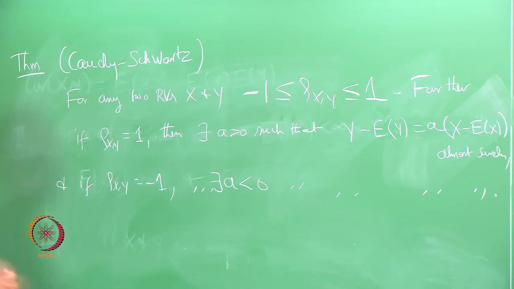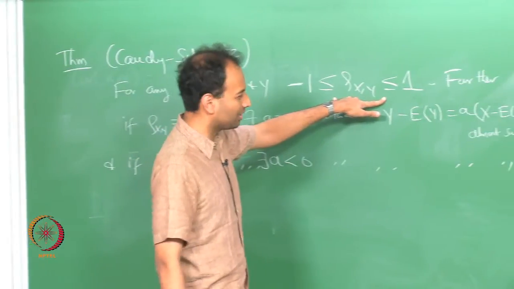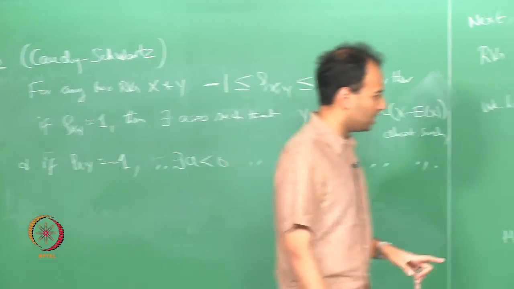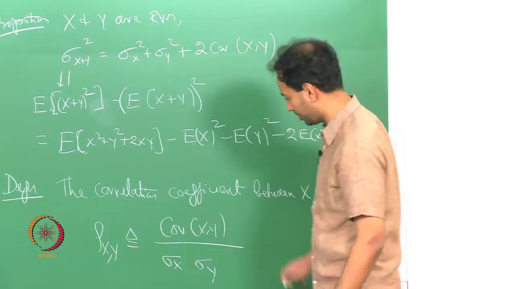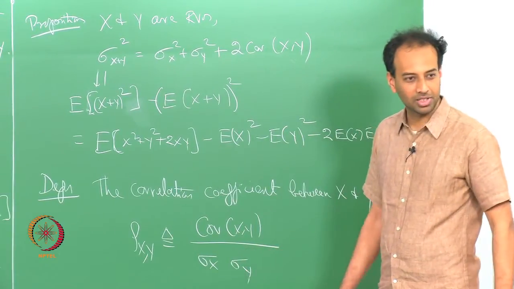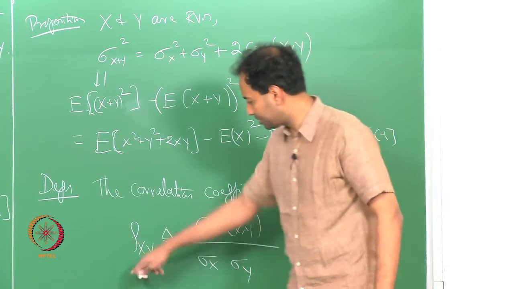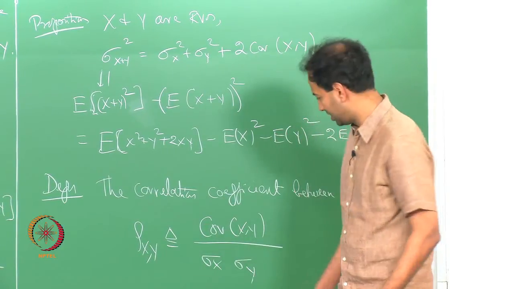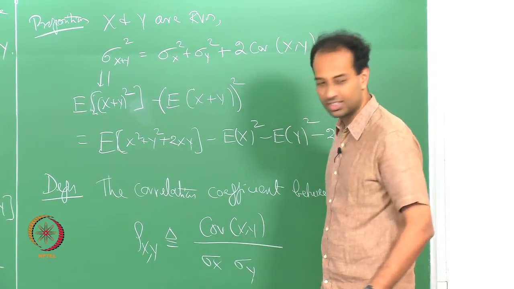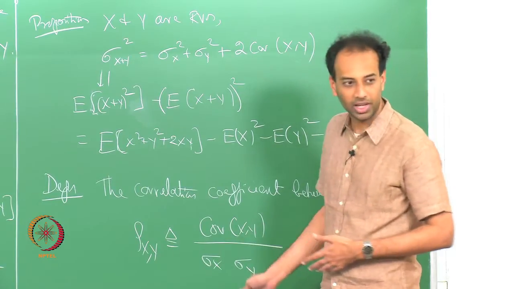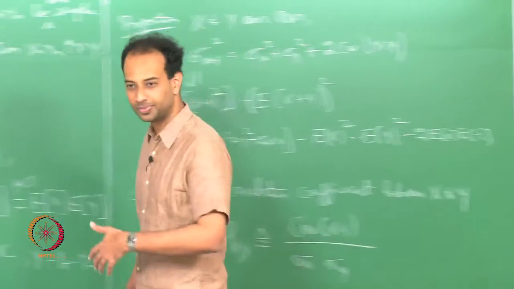This is called the Cauchy-Schwarz inequality. Another way of saying that is: the absolute covariance of x y is less than or equal to sigma x times sigma y, right. Another way of saying the Cauchy-Schwarz inequality is to say that the absolute value of rho x y is less than or equal to 1. In other words, absolute covariance is less than or equal to sigma x times sigma y, right.